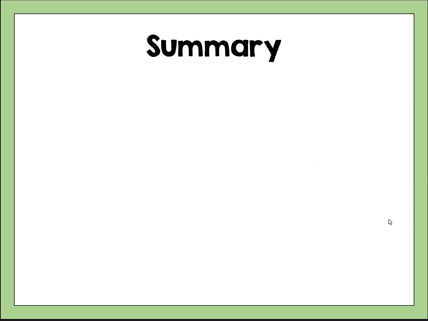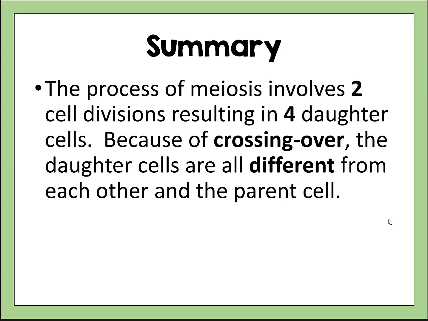In summary, the process of meiosis involves 2 cell divisions, resulting in 4 daughter cells. Because of crossing over, the daughter cells are all different from each other and different from the parent cell.